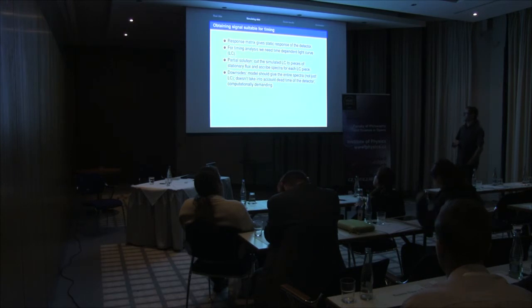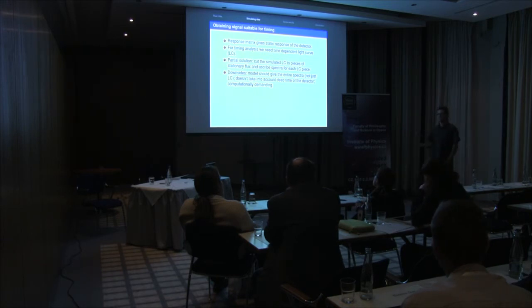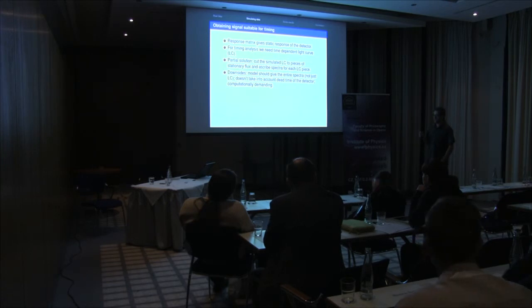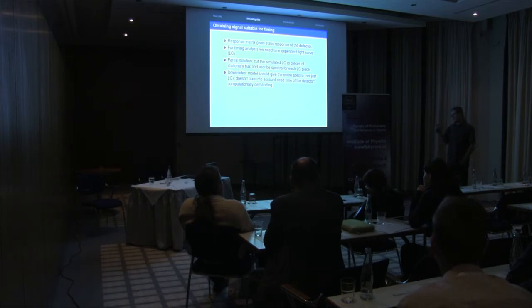So the easiest way to proceed is to simulate a light curve, then cut this light curve into small pieces of stationary flux, and each of these small light curves we convolve with the response matrix. Then we put it all back together, do the Fourier transform, and then we know how the detector observes our signal.